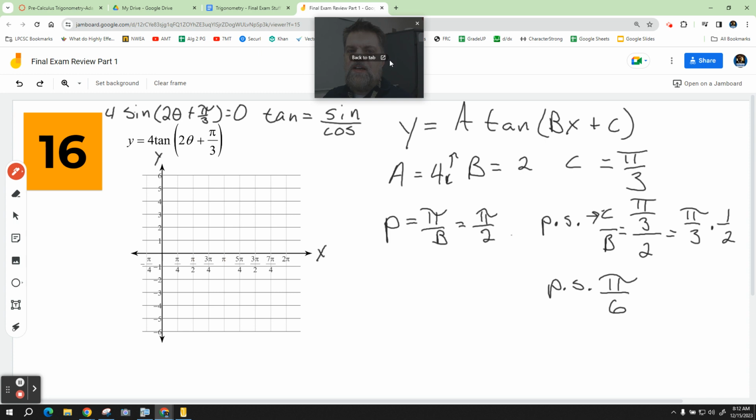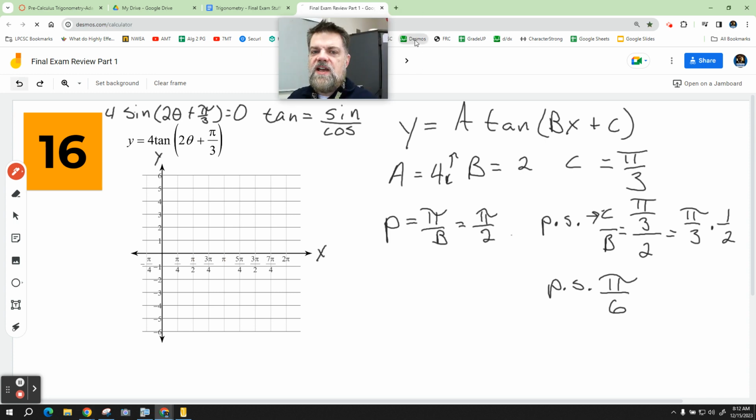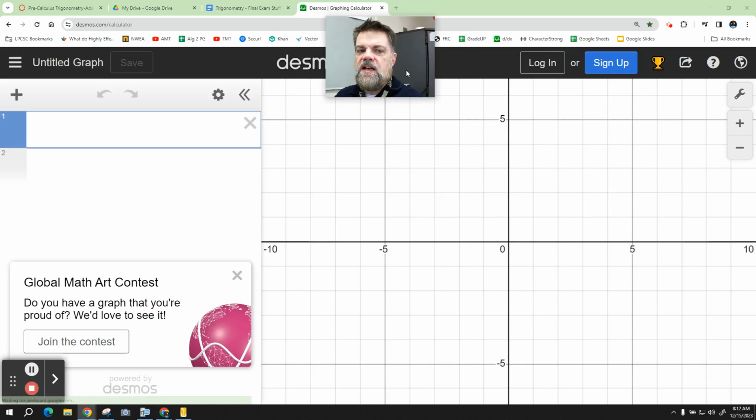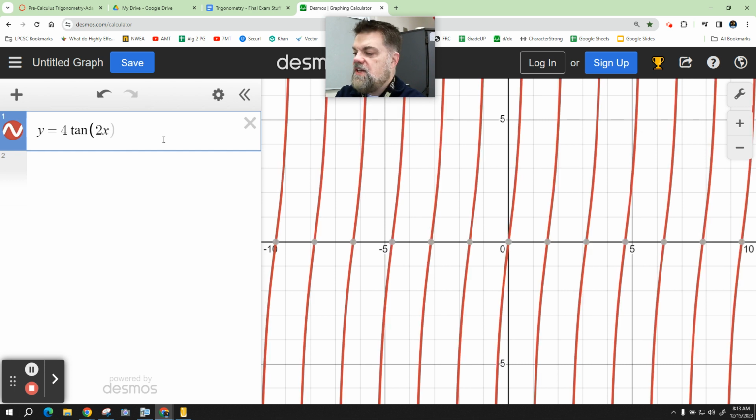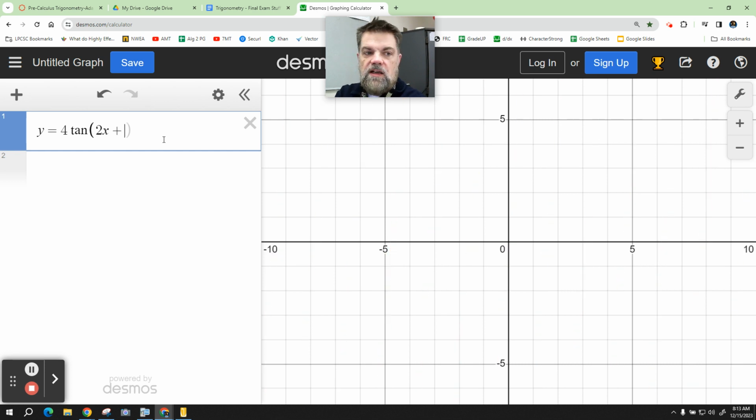So now graphing it in Desmos and then having to sketch it by hand, that's the hard part for you guys. So just type in the equation as you see it. We would say y equals 4 tangent in parentheses. Now you can't use theta, you have to say x instead. And whenever you want to put pi in Desmos, you just type in pi.